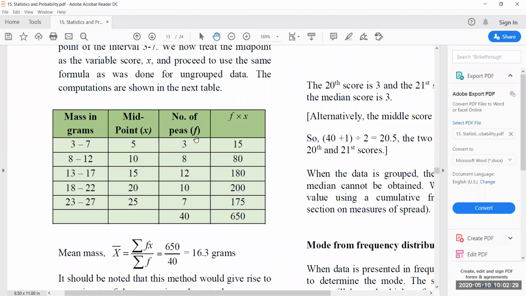And of course, the number of P's they give us in the first example here. So all we are simply doing is multiplying the midpoint by the number of P's that they give us in the table. So they will give you this, and they will give you the number of P's. You go and find the midpoint, and all you simply do is multiply the midpoint by the number of P's, and you will get f of x in this case here. And then of course you divide 650 by 40, and you get 16.3 grams.